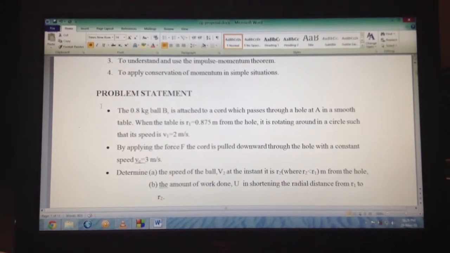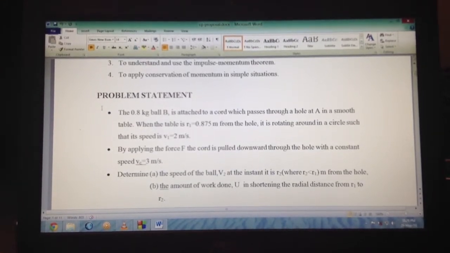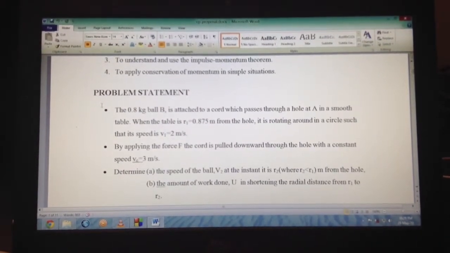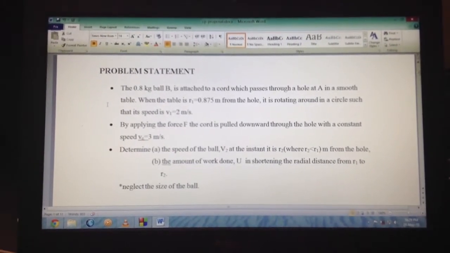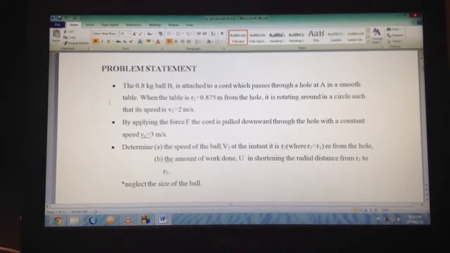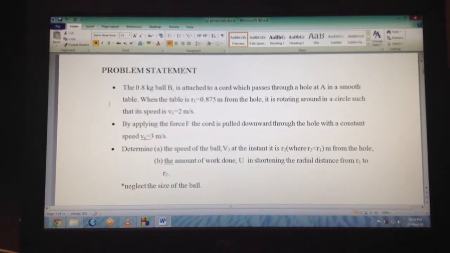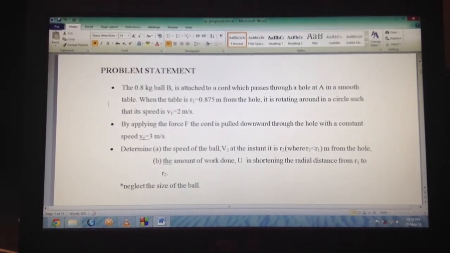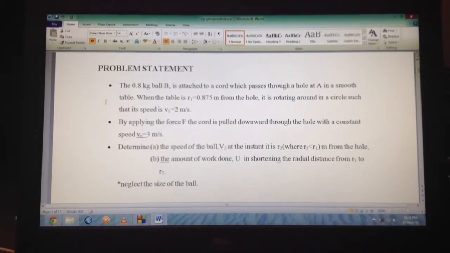When the ball is R1 equal to 0.875 meter from the hole, it is rotating around in a circle such that its speed is V1 equal to 2 meter per second. By applying the force F, the cord is pulled downward through the hole with a constant speed Vc equal to 3 meter per second. So the question is: A, determine the speed of the ball, V2, at the instant it is at R2, where R2 must be less than R1 from the hole. B, the amount of work done, U, in shortening the radial distance from R1 to R2.